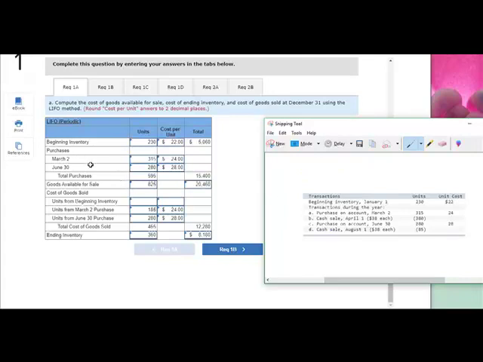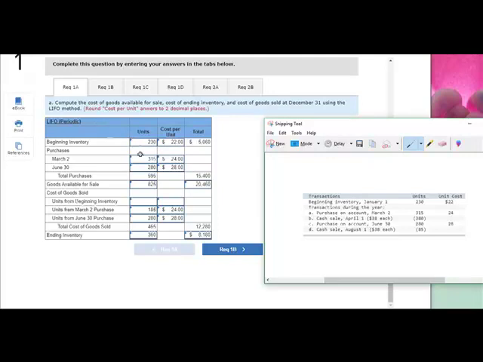The first step is to calculate cost of goods available for sale, cost of ending inventory, and cost of goods sold using LIFO. And so I'm going to fill in the top part of this table just using the data over here on the right.